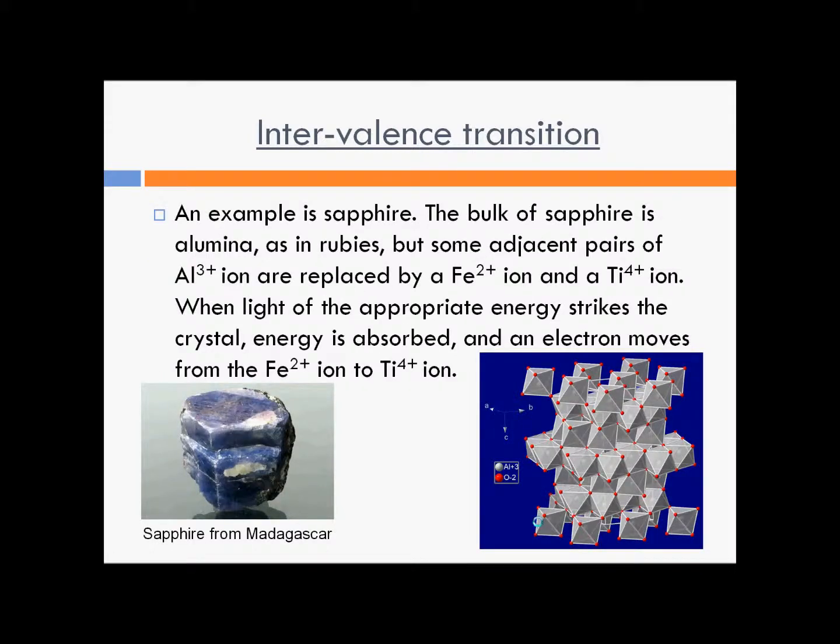An example of intervalence transition occurs in sapphire. The bulk of sapphire is alumina, as in rubies, but some adjacent pairs of aluminium ions are replaced by an iron 2 ion and a titanium ion. When light of appropriate energy strikes the crystal, energy is absorbed, and an electron moves from the iron 2 ion to the titanium ion. This movement is called the intervalence transition.